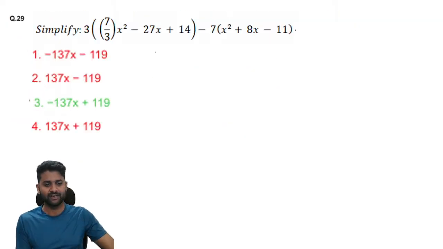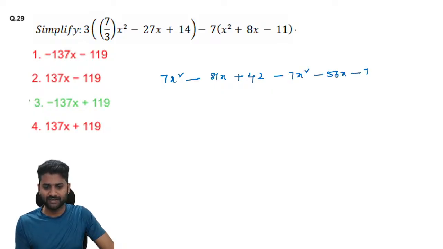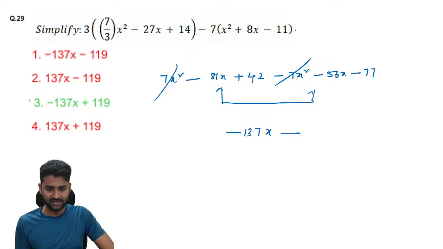Just simplify this value. So 3 into 7x square, you will get 7x square minus 27 into 3 is equal to 81x. 14 into 3 is 42, minus 7x square, 7 into 8 is 56x, minus 7 into 7, 77. Just cancel these values. The difference between these two values is equal to 137x, and you got the difference. See, minus of 72, so minus into minus is plus, and the value becomes 190.